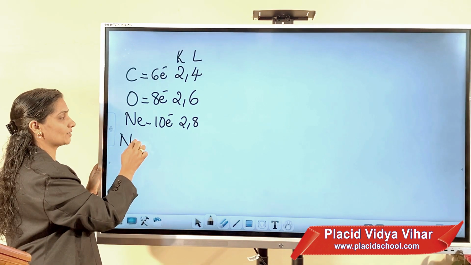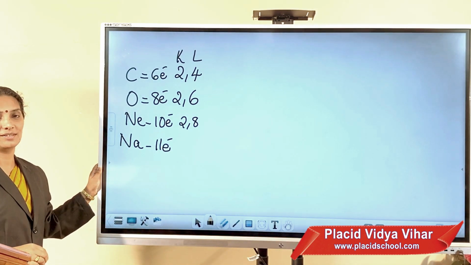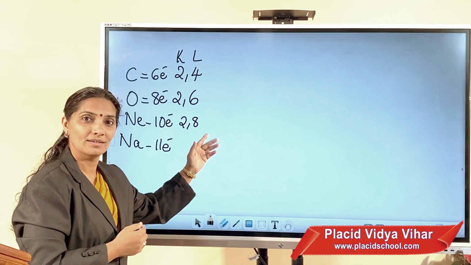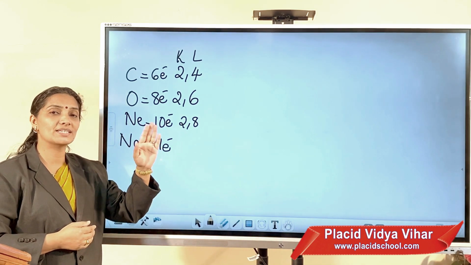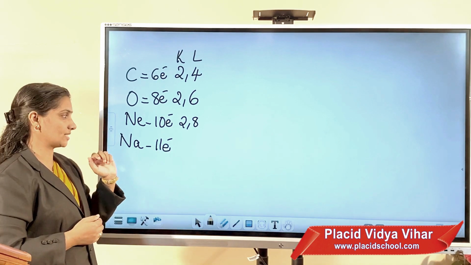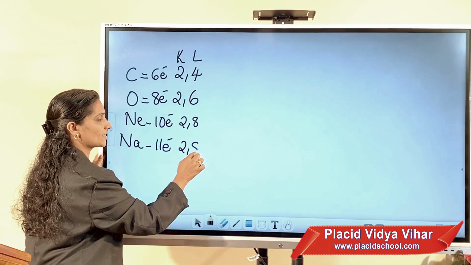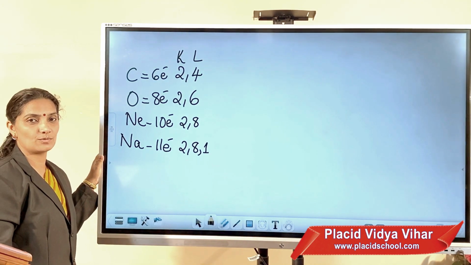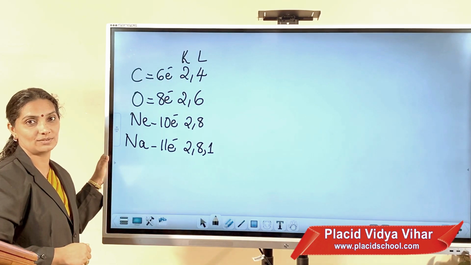Do you know how many electrons are in sodium? Sodium has 11 electrons. What is the configuration of sodium? Can we give 2, 9? No. By neon, the second shell has completed its electron accommodation. So this sodium atom takes one more shell and its electron configuration is 2, 8, 1. The third shell is occupied with 1 electron.